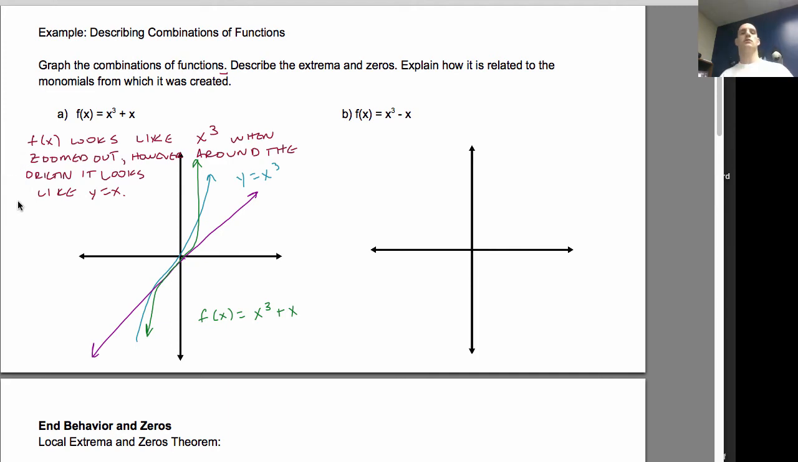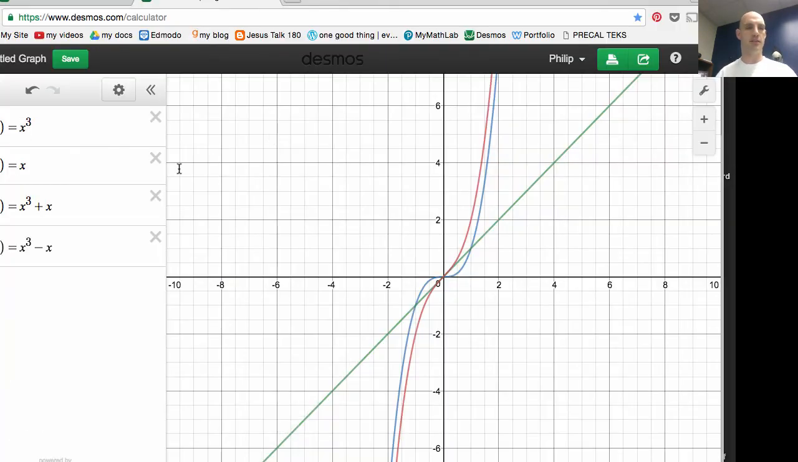See if you can do the second one. So see if you can plot this one, and I'll pull it up for you here so you have an idea if you're correct. So here is my purple one, now my x cubed minus x. And so as you think about it, what does it look most like? Okay. What does it do around the origin? And what am I actually comparing it to?